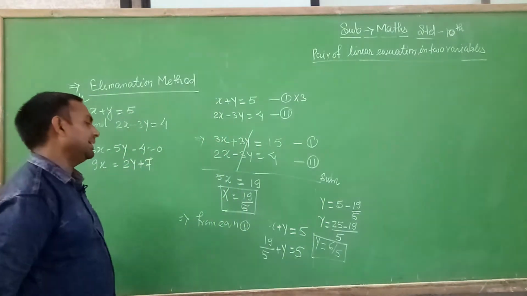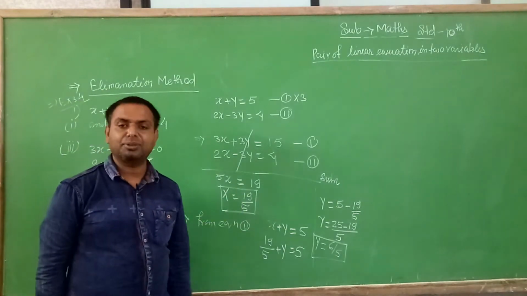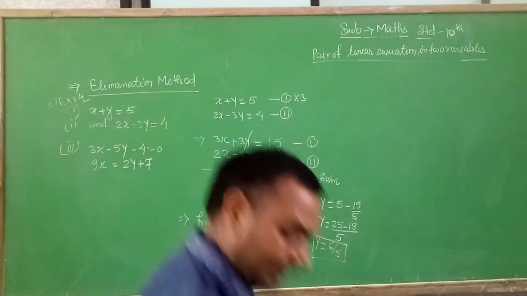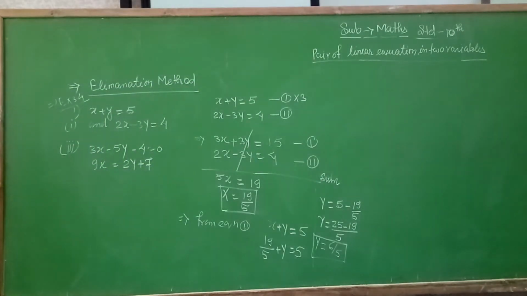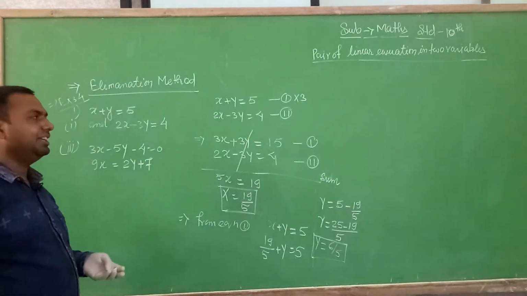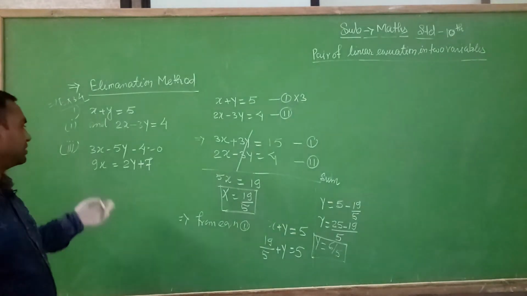So the solution of the equations is that x is equal to 19 upon 5 and y is equal to 6 upon 5. So you can apply the elimination method. You can solve these equations given in two variables. We are going to solve the next questions.